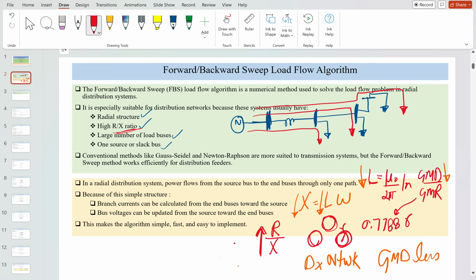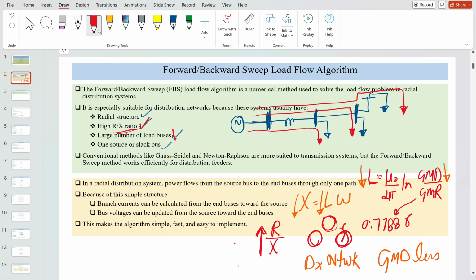But when you see the overhead transmission lines, the conductor spacing is more as compared to the distribution network. That is why there the R by X ratio is low, while the distribution network has a high R by X ratio. So conventional Gauss Seidel and Newton Raphson are not much feasible in the distribution network.